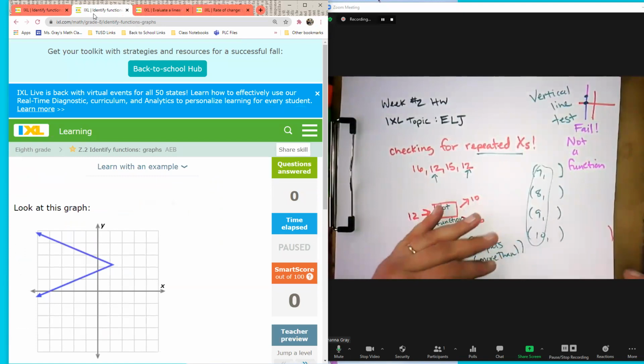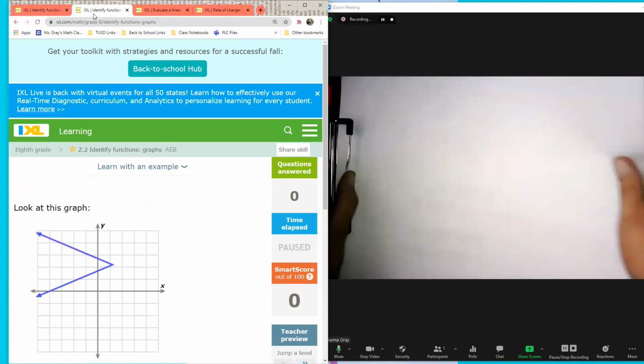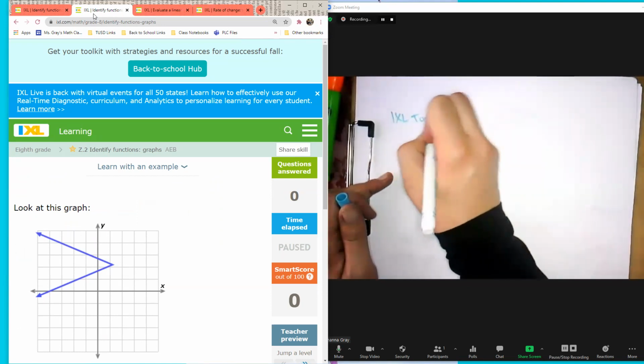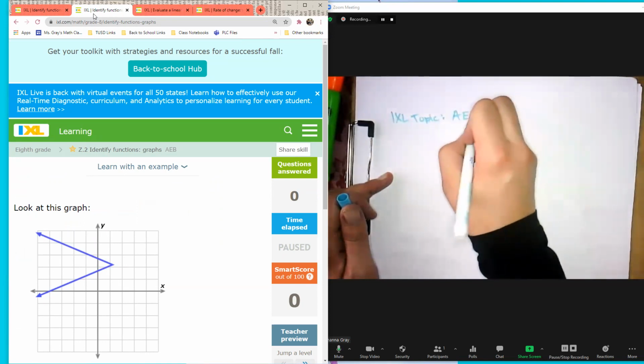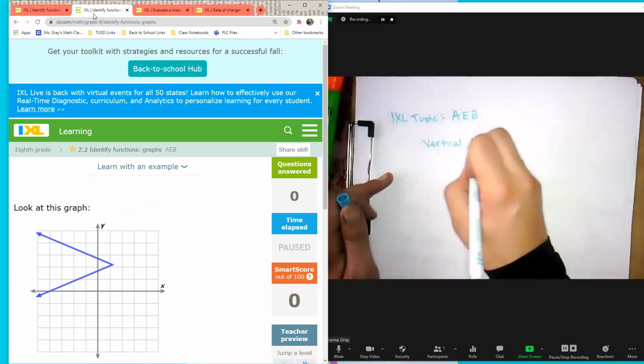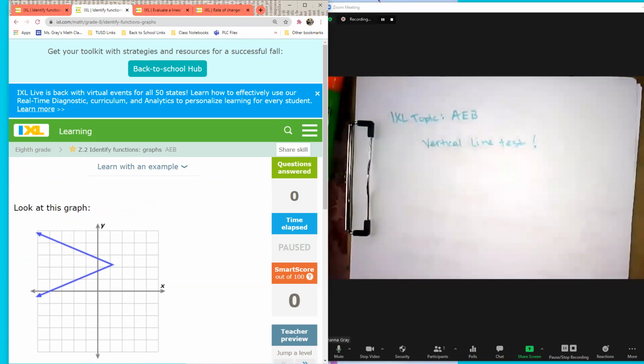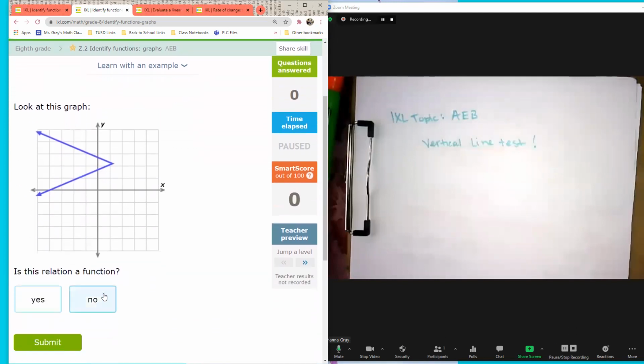If we move on to the other topic for identifying functions, that's with the graphs that are continuously connected, the points are connected. So this is IXL topic AEB. And this whole thing is with graphs, so you're doing the vertical line test. That means you're checking to see, does the graph fold over onto itself? Is there a spot where I could draw one line straight up and down, a vertical line, where it would cross twice? Obviously here I could draw one. There's an infinitely huge amount of places I could do that. So this is not a function because it folds over back onto itself.